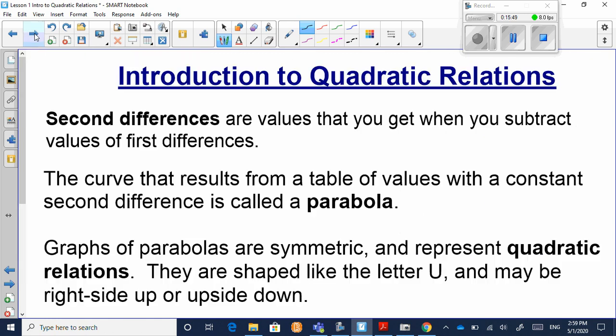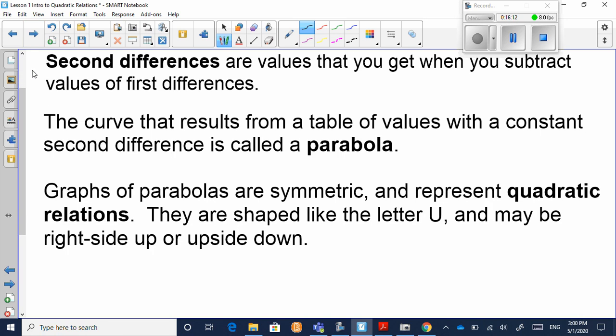Okay, so there's a good example of a quadratic. So just to summarize today's lesson, basically the second differences are the values you get when you subtract the values of the first differences. The curve that results from a table of values with constant second differences is called a parabola. The graphs of parabolas are symmetric, which means they are like mirror images, and they represent quadratic relations. They are shaped like the letter U and may be right side up or upside down.